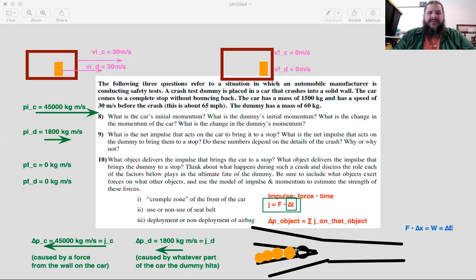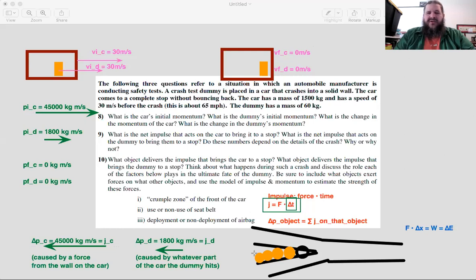Every extra bit of time it takes to slow you down means more time and therefore less force and less danger of serious injury or death. So all of these safety features, basically any safety feature other than the ones that are trying to prevent the crash in the first place, all the safety features that kick in after or during the crash are all about stretching out that amount of time to limit the force involved.